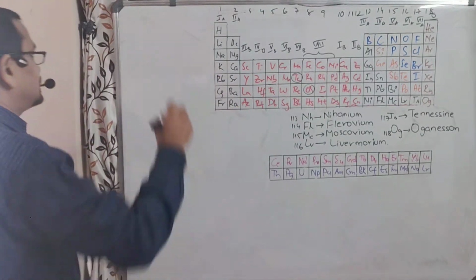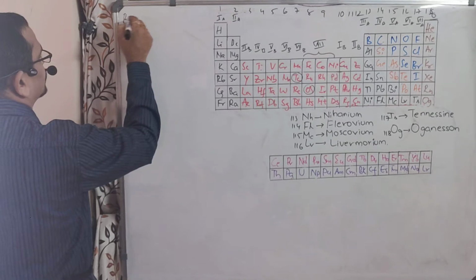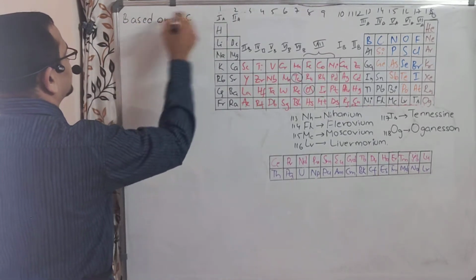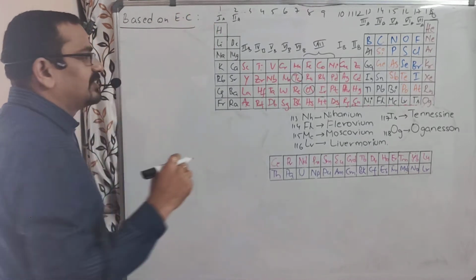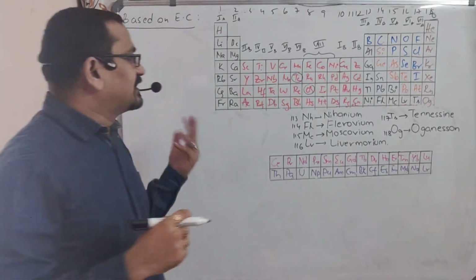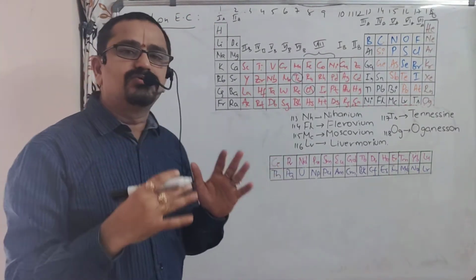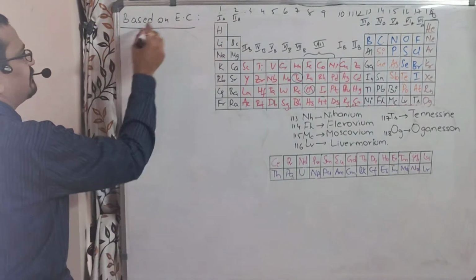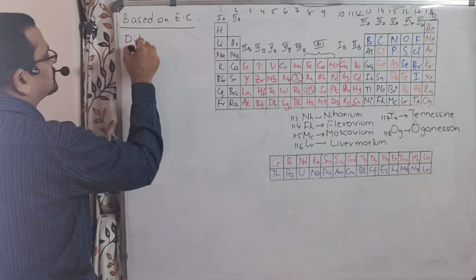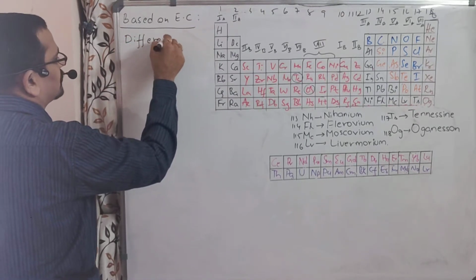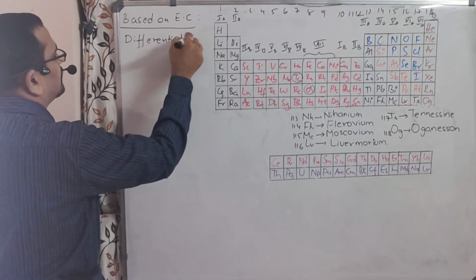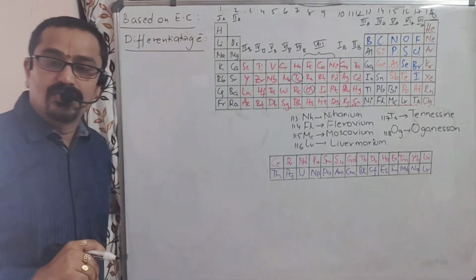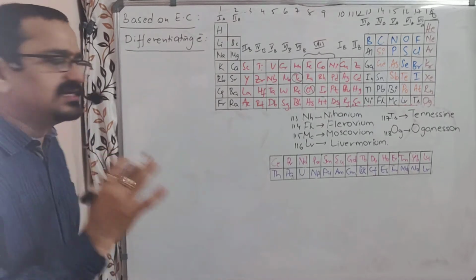Now, classification of elements based on electronic configuration. Based on electronic configuration means, with respect to that, how to separate or how to study these elements in a separate manner. Actually, before discussing this, we have to go through the term differentiating electron. What is meant by differentiating electron? Okay, so what's that differentiating electron?